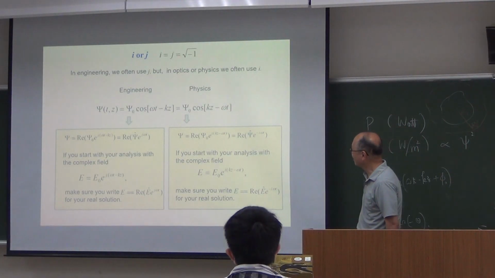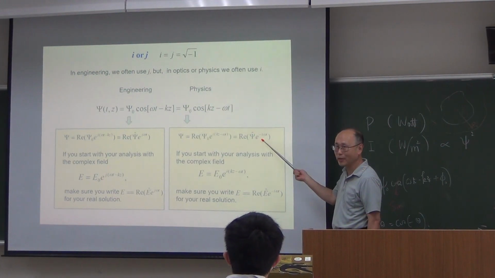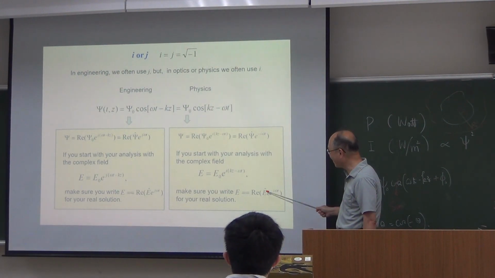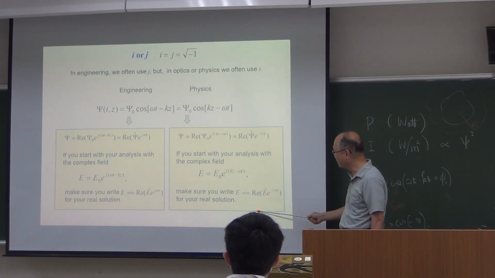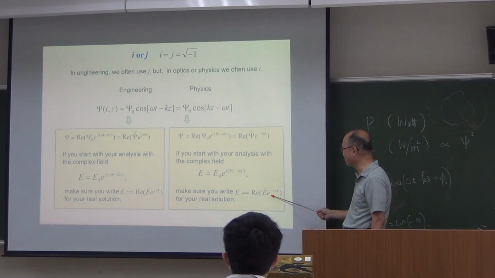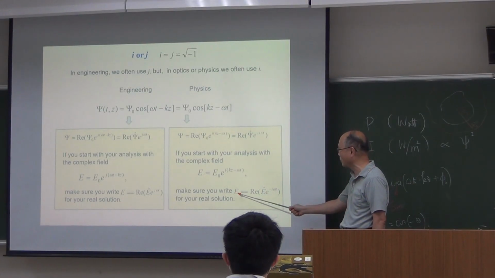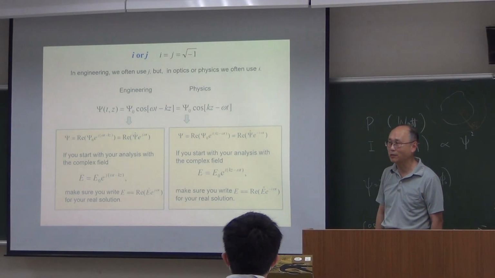No, right? So if you start with this from the very beginning, and then finally you have some answer for your phasor, and you want to convert it back to the real signal, you multiply this with exponential minus i omega t and take real part of it to come back to the real world.